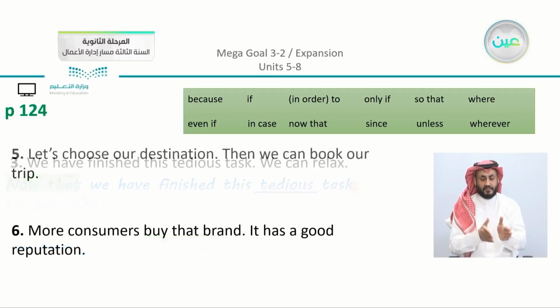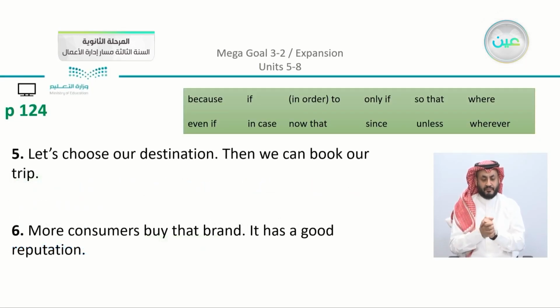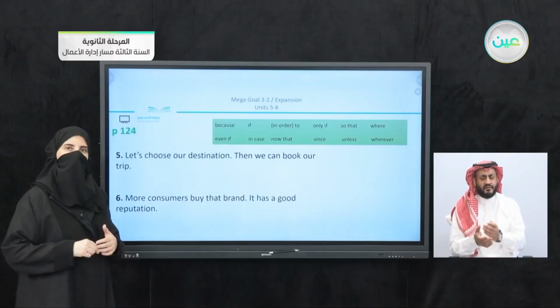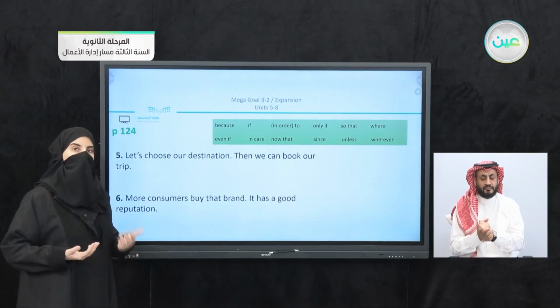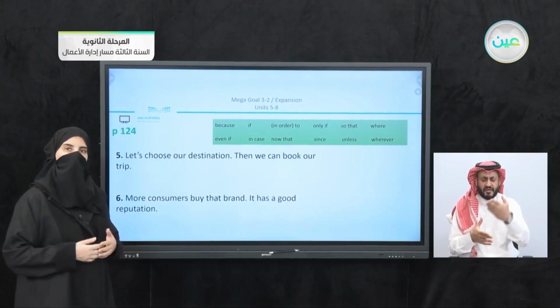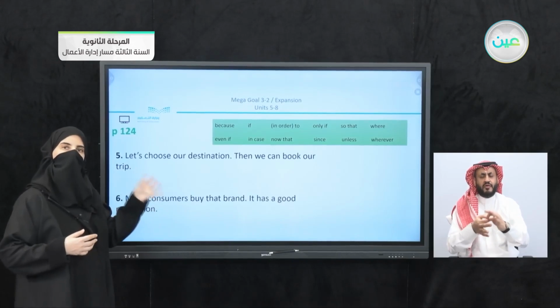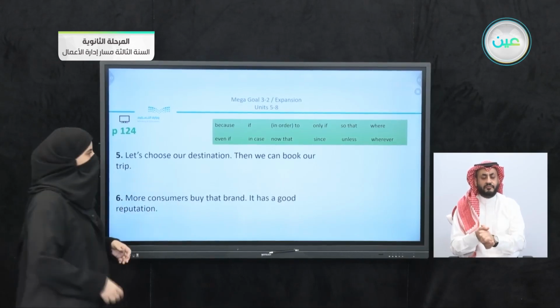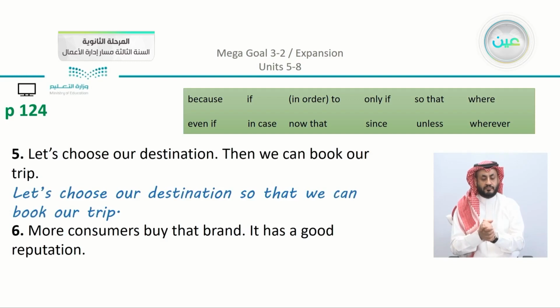Moving on to number 5. Now let's read the sentence here. Let's choose our destination, then we can book our trip. So we are going to choose the destination, then we can book our trip. So what can you see? We can use something for purpose or maybe reason. Or what do you think? We can also use condition. So what do you feel is more suitable for this sentence? So let's see here. We have, "Let's choose our destination so that we can book our trip." Yes, okay, so that is one of the conjunctions that is used for reason.